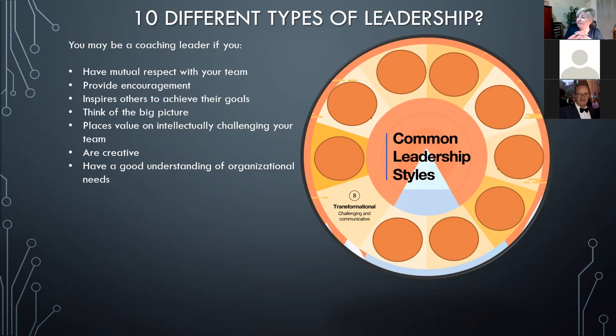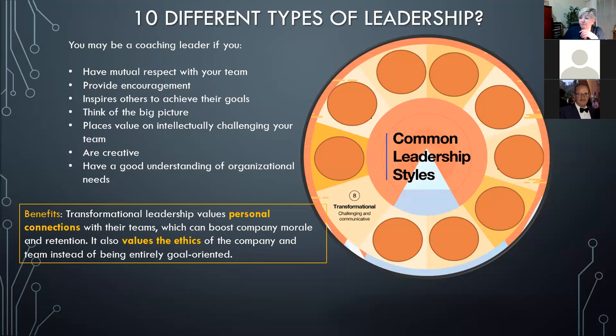So here you may have a transformational leader if you have mutual respect for your team, provide encouragement, inspire others to achieve their goals, think of the big picture, place value on intellectually challenging your team, are creative, and have a good understanding of organizational needs. This is kind of where I think I need to be functioning with a person like Rion, but I'll not jump to that too quickly.